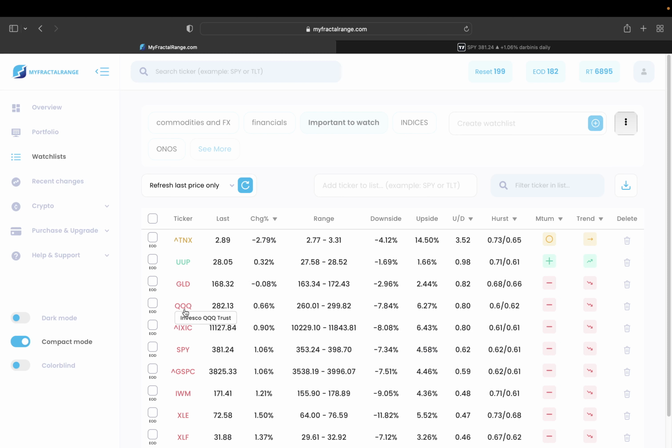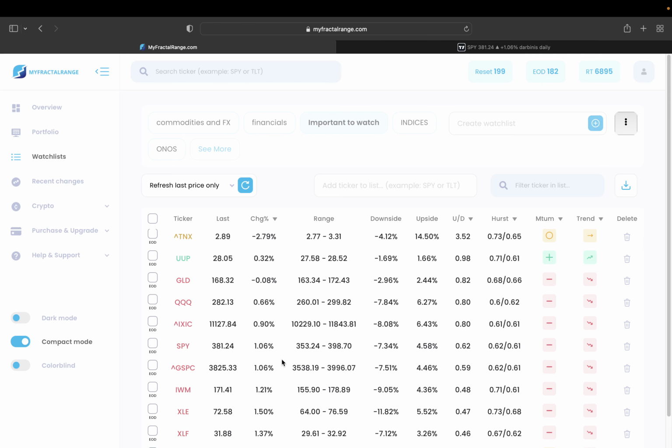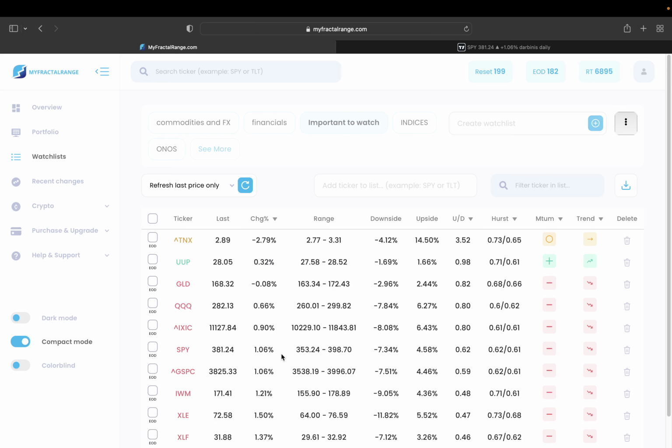Now gold, QQQ, the Nasdaq index, SPY, the S&P 500 index, IWM, and all others. As you can see, in the equity space, almost all assets in this watch list are in a bearish trend. So of course, one rule of thumb for me is never buy a bearish trend. So I don't have any outright long positions in equities.